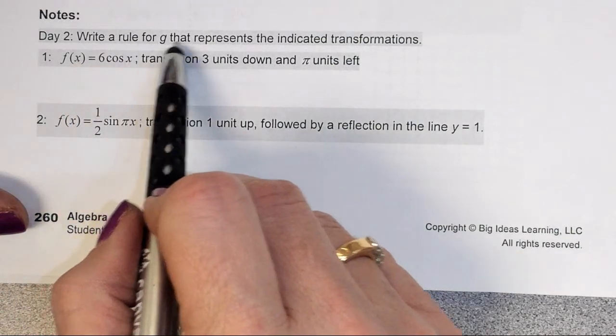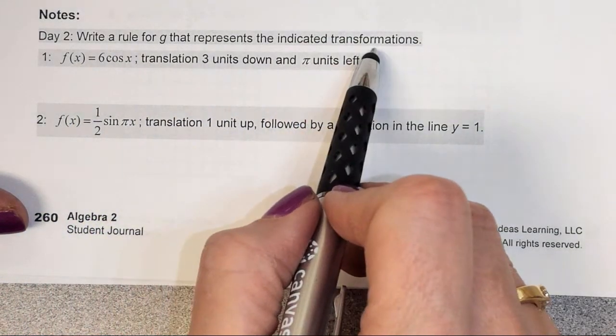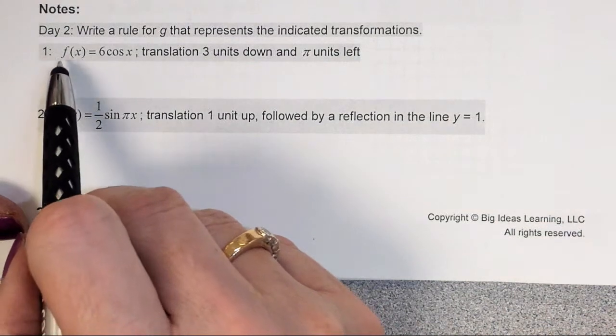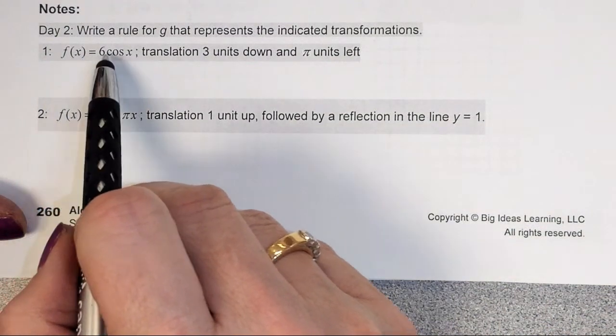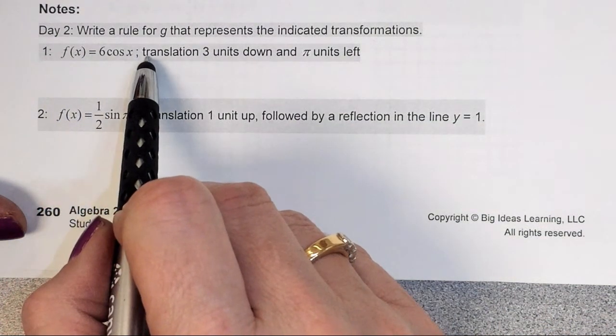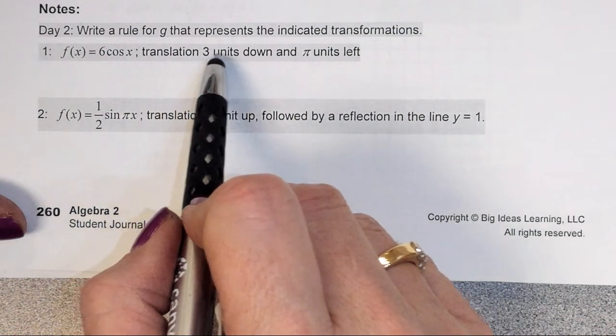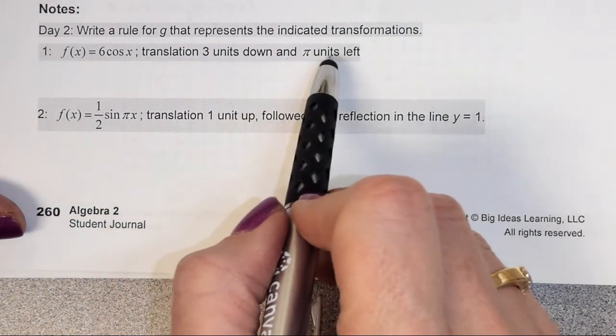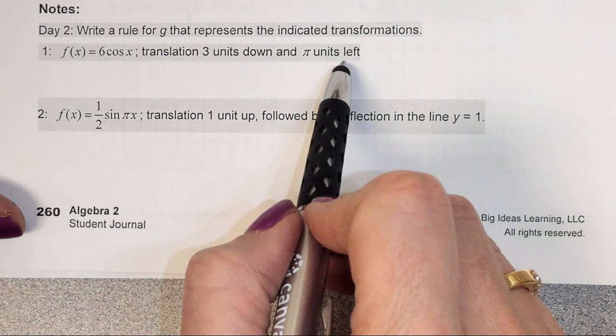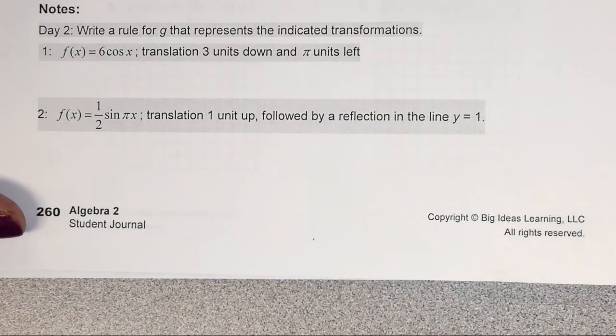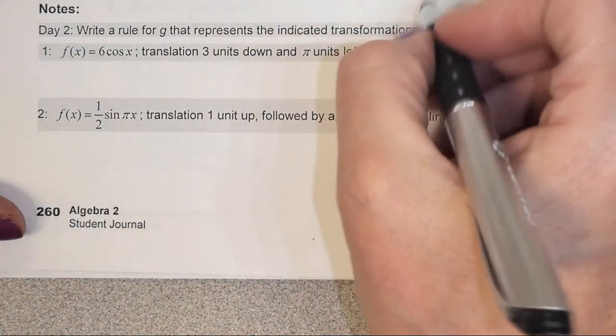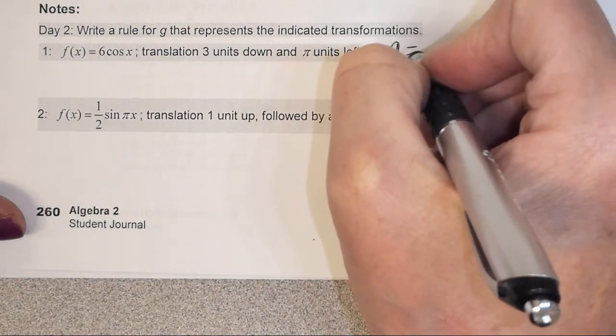Write a rule for G that represents the indicated transformations. If we start with the function f of x equals 6 cosine x, we're going to translate 3 units down and pi units left. So we want to think, what would that new equation be?